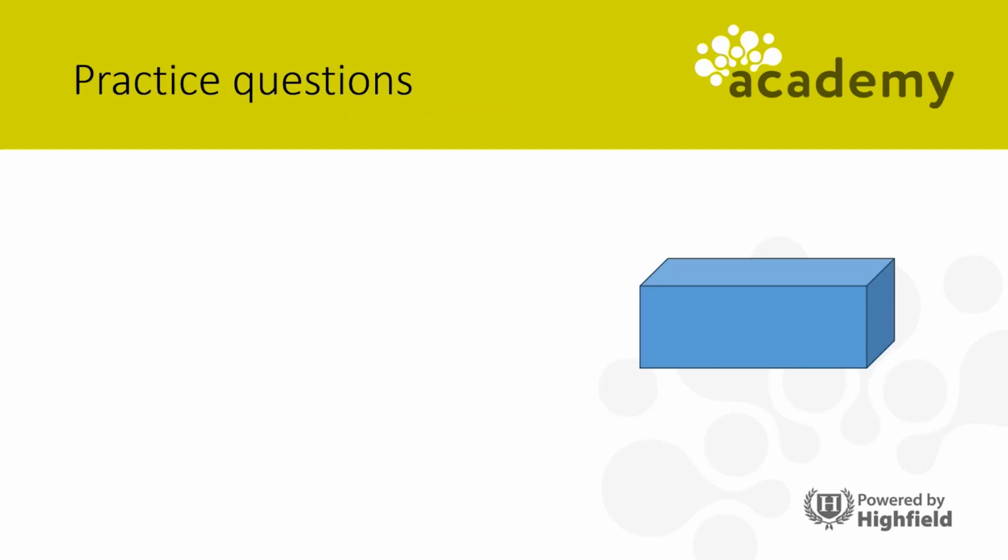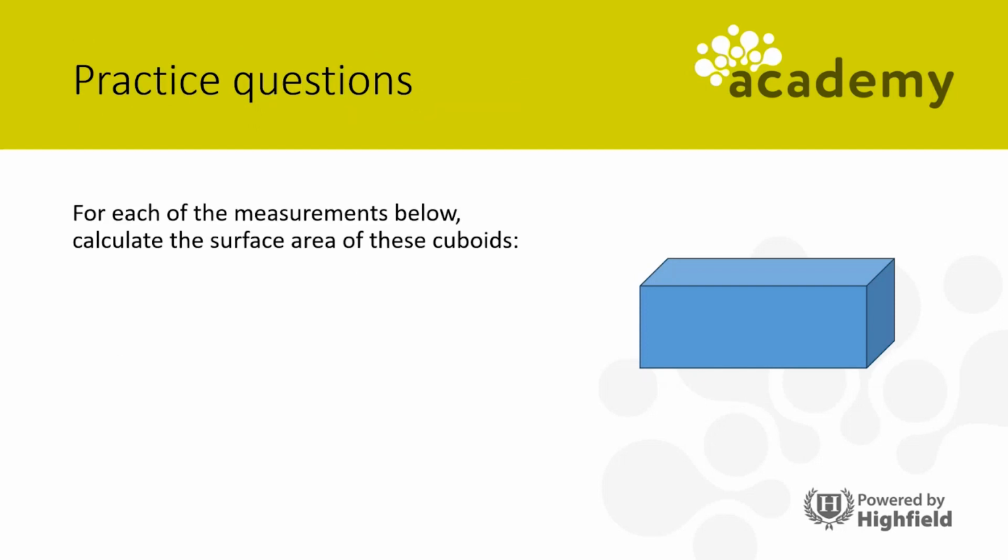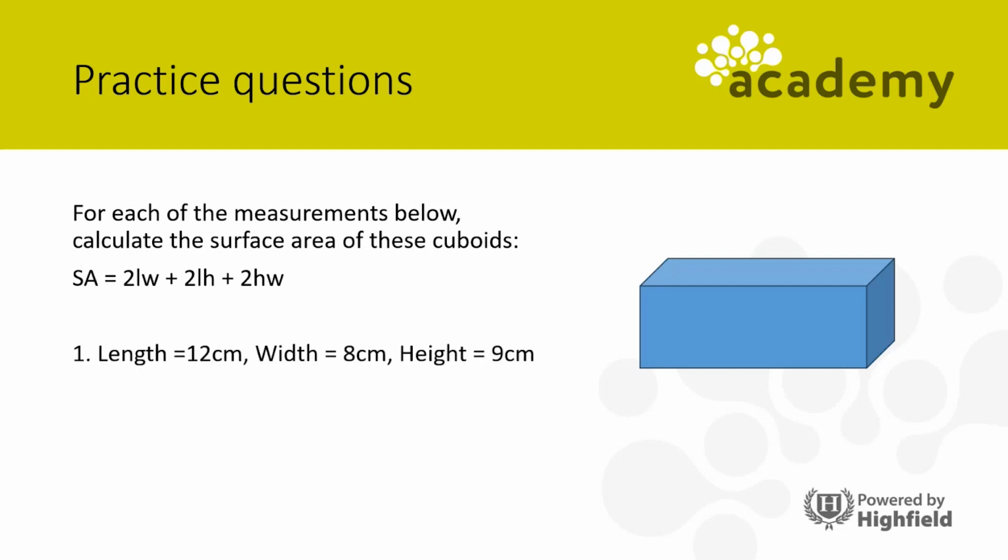There's some more practice questions for you. For each of the measurements below, calculate the surface area of these cuboids. So the length is 12 centimeters, the width is 8 centimeters, and the height is 9 centimeters in the first one. And the length is 18 centimeters, the width is 12 centimeters, and the height is 15 centimeters in the second one. So what I'd like you to do is press pause, have a go at answering the questions, and press play when you're ready to see the answers.